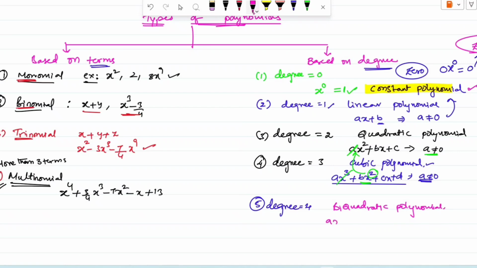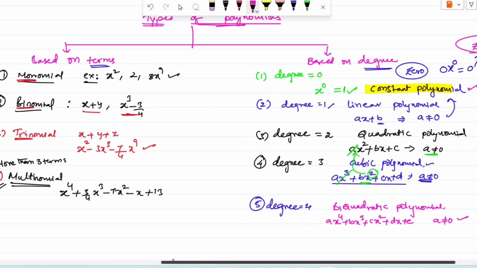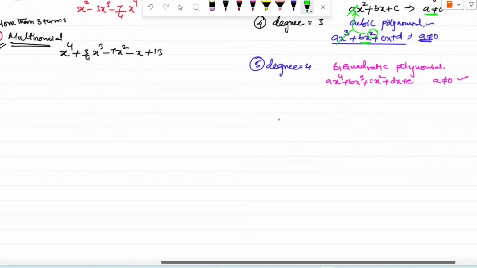Example is ax power 4 plus bx cube plus cx square plus dx plus some e. And here also the condition is a is not equal to 0. So these are the types of polynomial based on degree. I said one extra is there, the zero polynomial. Now I'm explaining the zero polynomial conditions and the importance of it.